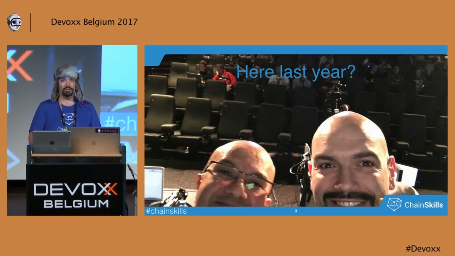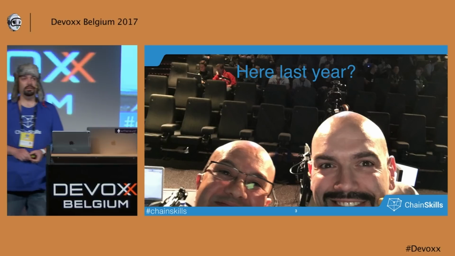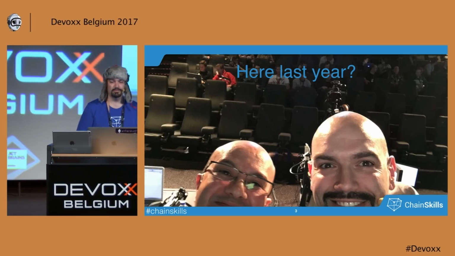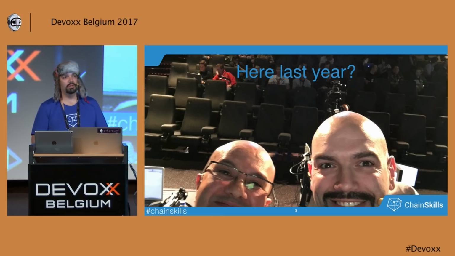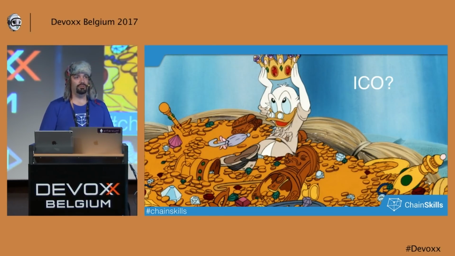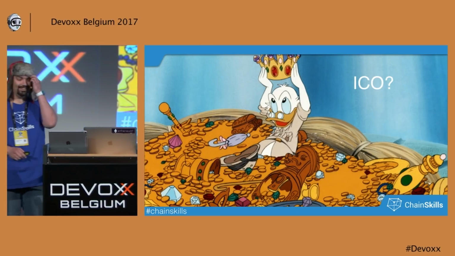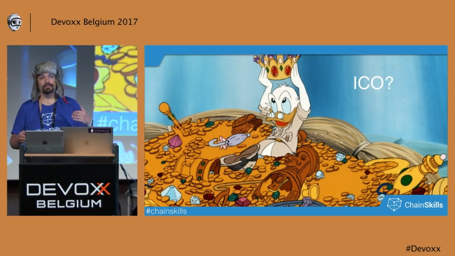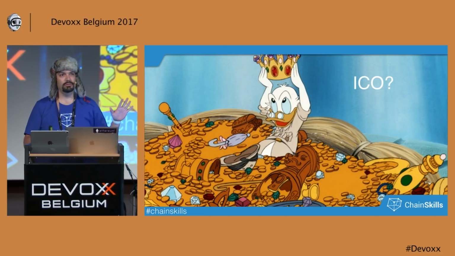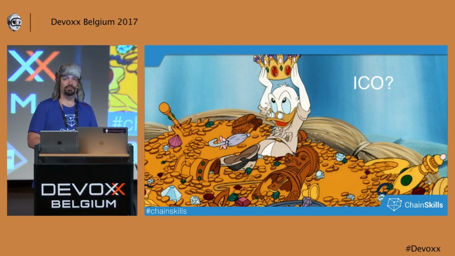Who was here last year at our presentation? Okay, about 10, I'd say. Who is here because they want to get into this world and get rich fast? With ICOs and stuff. Still a few. Okay. Just a word of warning, we're not going to talk about cryptocurrencies here. I mean, not for the sake of it, but really focus on development.